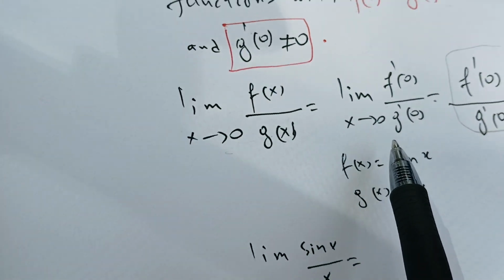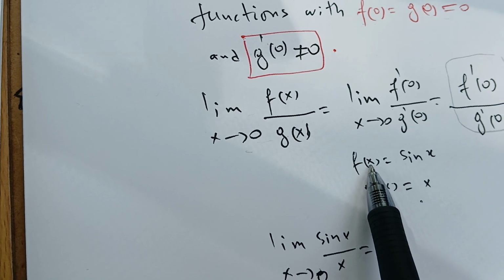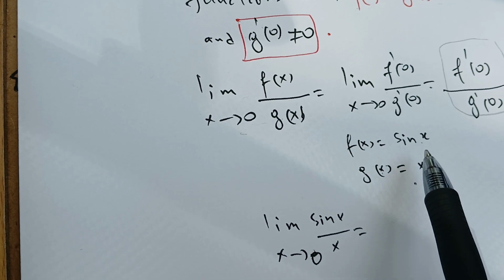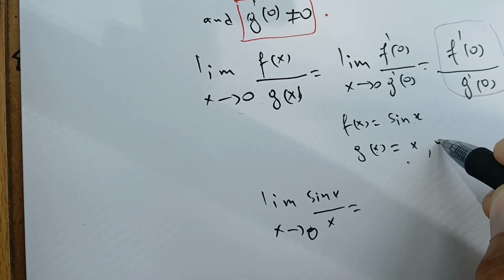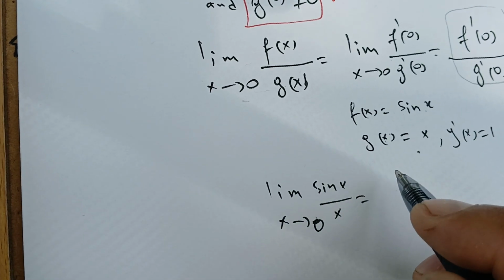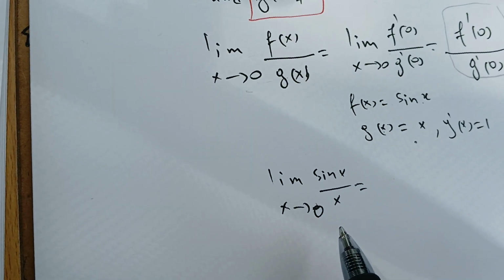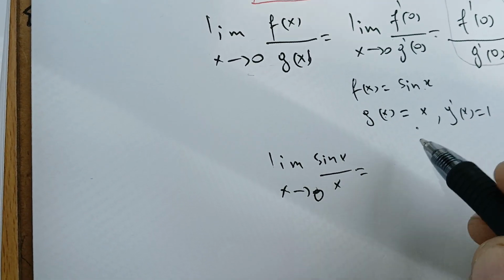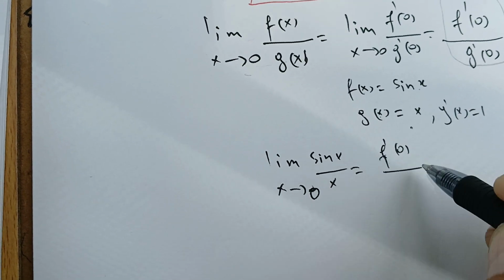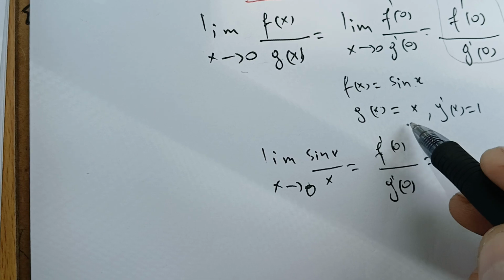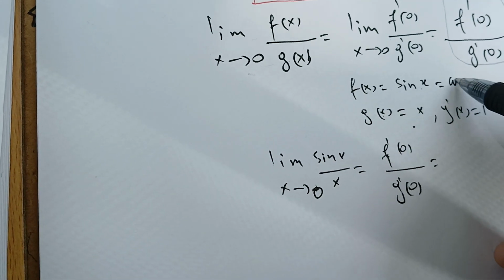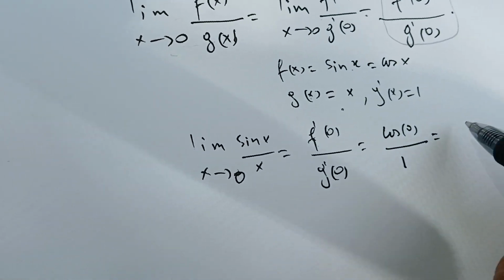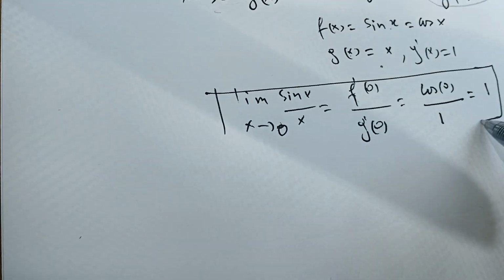Here we check the conditions. f of 0 is sine of 0, which is 0, g of 0 is x at 0, which is 0, and g prime of x is 1, which is different from 0. We don't care about f prime. So this limit is just f prime of 0 over g prime of 0. The derivative of sine is the cosine, so the cosine of 0 over 1, and the cosine of 0 is 1. This means that we have this limit.